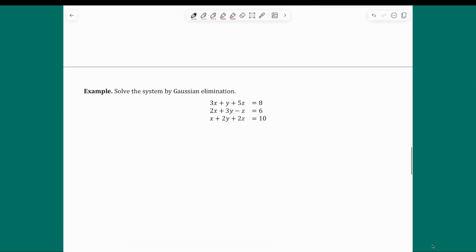First step is to write the augmented matrix. So we have 3, 1, 5, and 8. Next row is 2, 3, negative 1, and 6. Next row would be 1, 2, 2, 10. And that's our augmented matrix there.